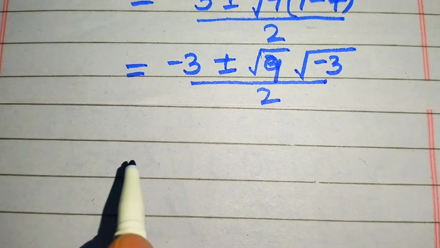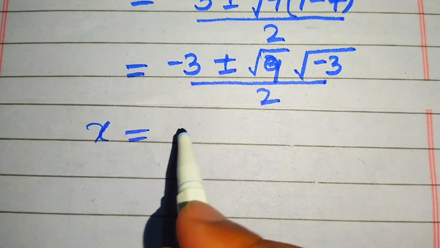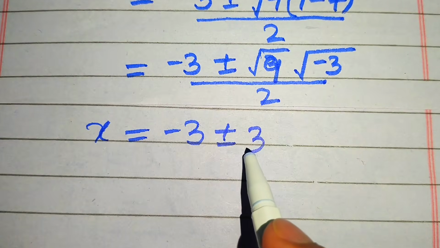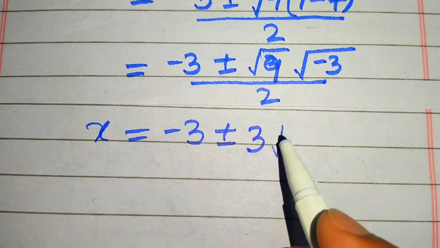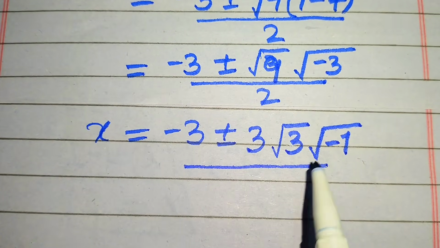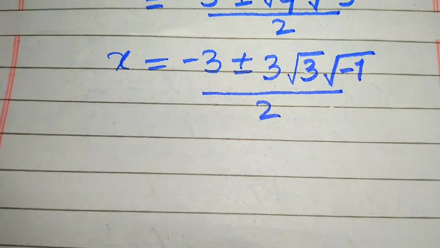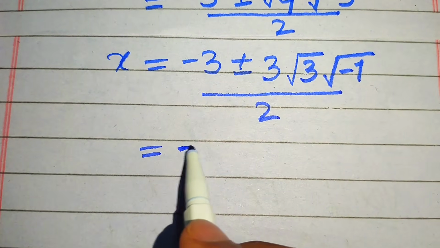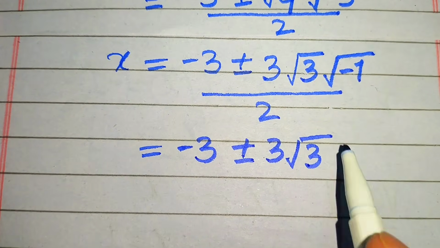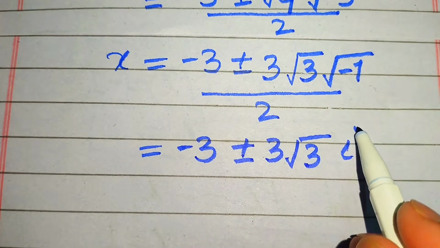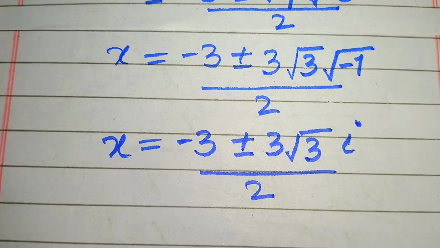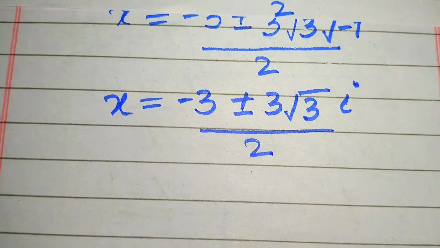Further, we simplify, and we get x equals minus 3 plus minus. We know that the square root of 9 becomes 3, and here we again break the square root sign, and we write square root of 3 and square root of minus 1, divided by 2. In the next step we have minus 3 plus minus 3 times square root of 3, and we know that the square root of minus 1 becomes iota, divided by 2. So these are the other two complex values of the given equation.